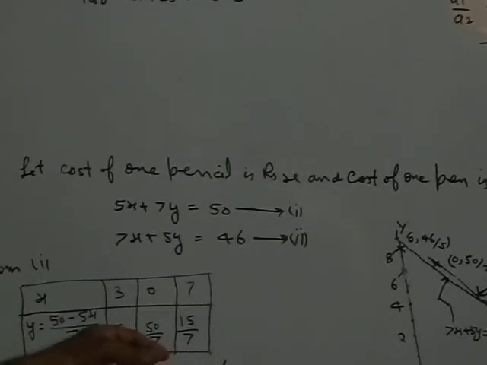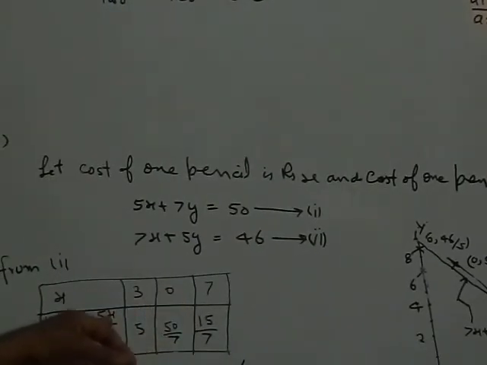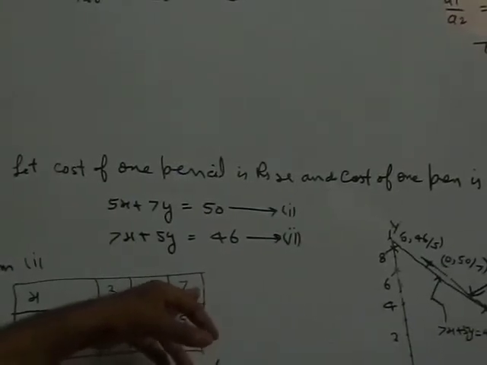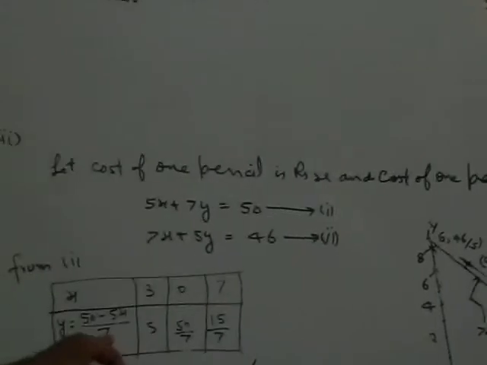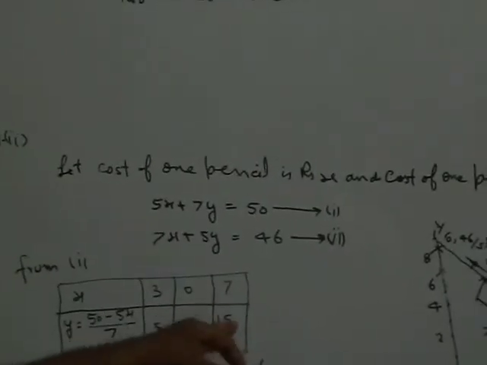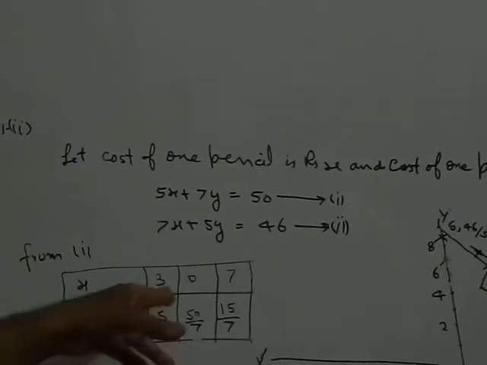Now if x = 0, then this term will be 0, and y = 50/7. Now if x = 7, then y = (50 - 35)/7, which means 15/7. So we plot these 3 points.